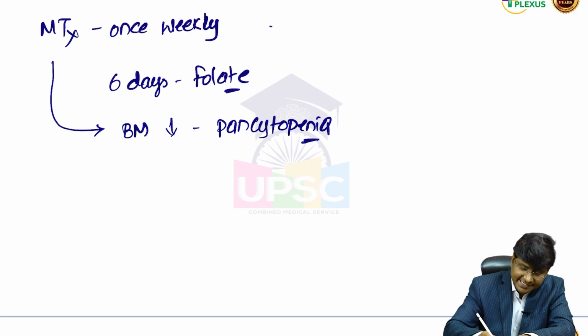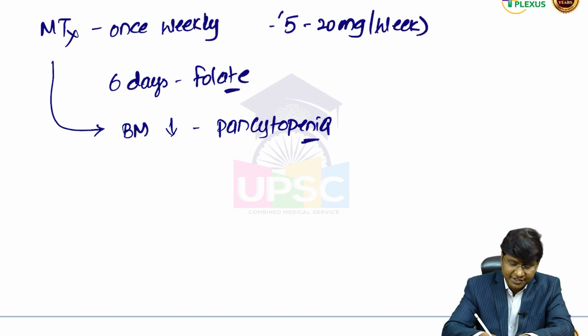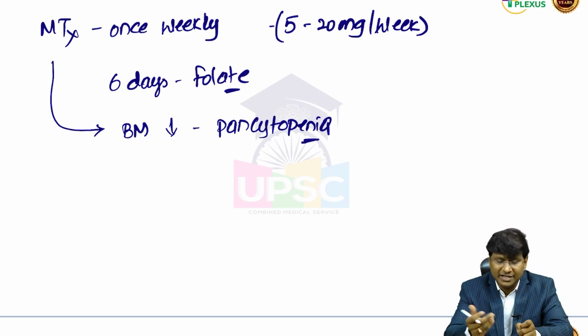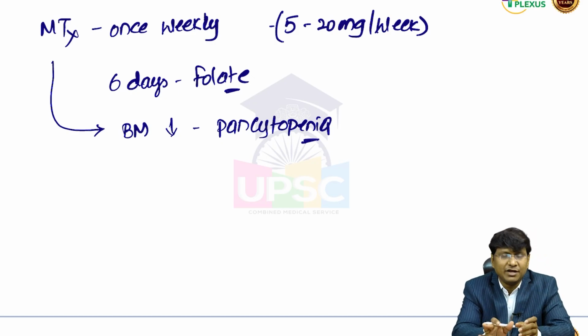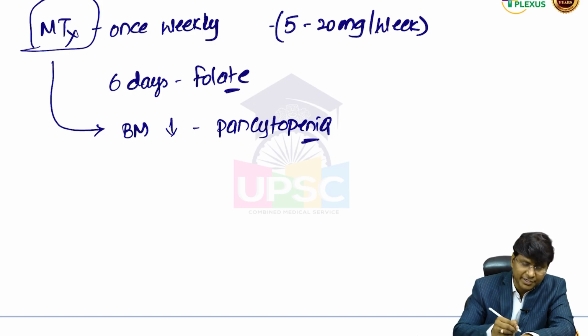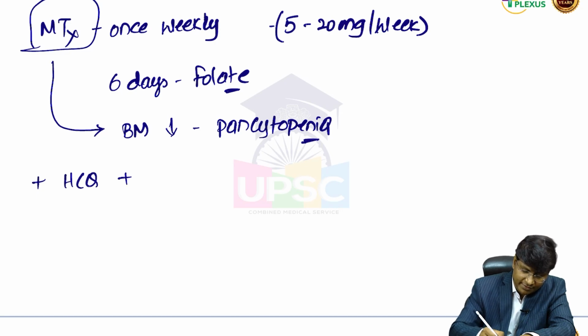The dose is around 5 to 20 milligrams per week. So whatever tablet the patient is taking, either 5 or up to even 20 milligrams, it should be taken once a week. On the day of administration of methotrexate, we don't give folate. The remaining 6 days, we give folate. Now, if the patient is not responding only to methotrexate, then the other drugs that can be added are hydroxychloroquine and sulfasalazine.